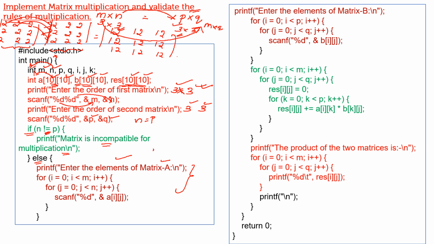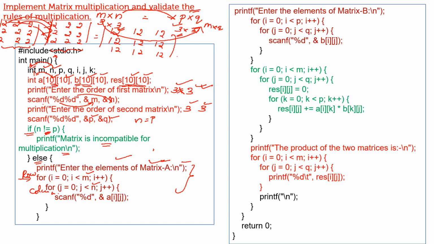The outer for loop will be for the row and the inner for loop will be for your column, right? Do you remember it? If you don't know, it is there in the previous video. So printf, enter the elements of the matrix A slash n. It takes a new line. Then for i is equal to 0, what is the order of your first matrix? M and n. That's why you have taken row is M and your column is n.